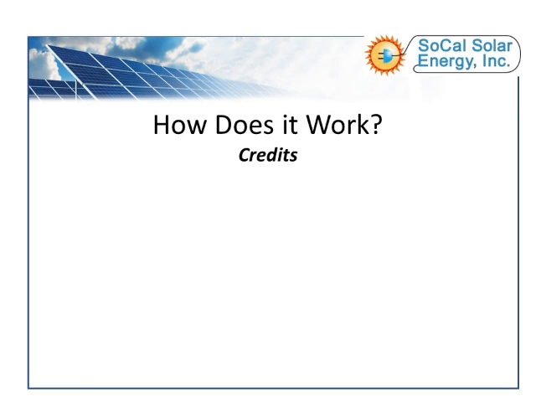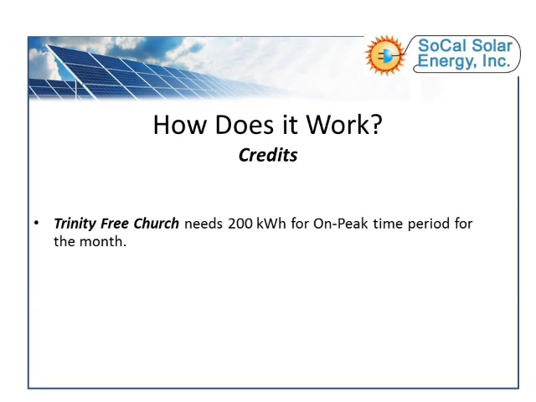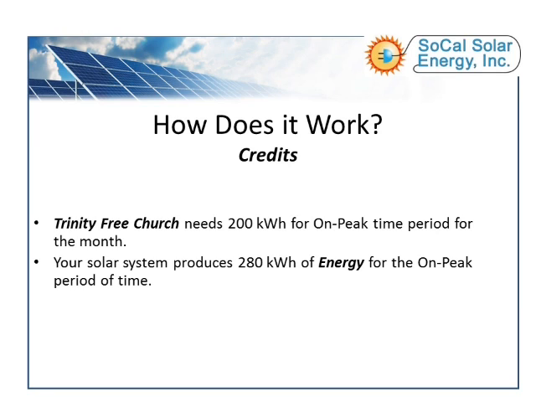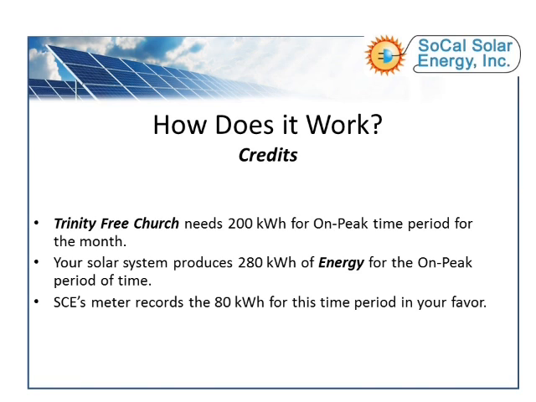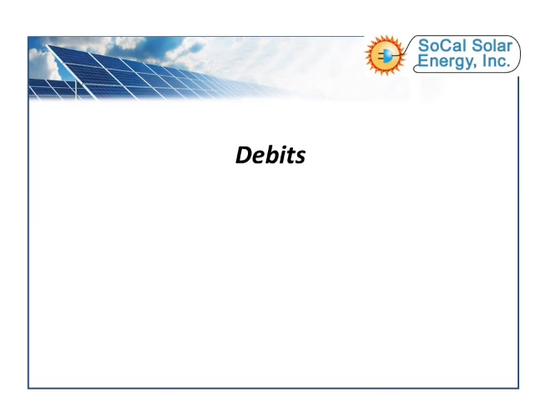So how does this work? Well, let's look at the time period that you produce more energy than what you consume. You will be selling the excess energy back to the utility company in the form of a credit. For example, you need 200 kilowatt hours for the on-peak time period of the month. Your solar system produces 280 kilowatt hours of energy for this time period. The utility company records the 80 kilowatt hours in your favor, crediting you. This is essentially turning your meter backwards.